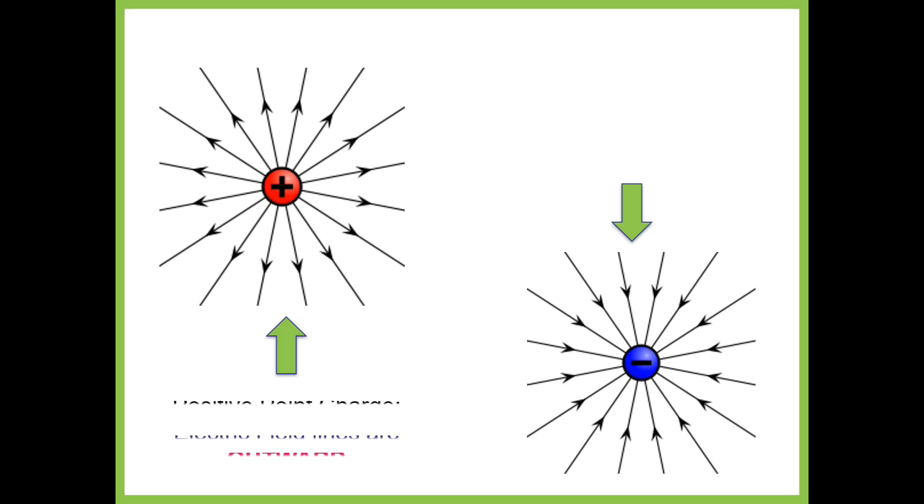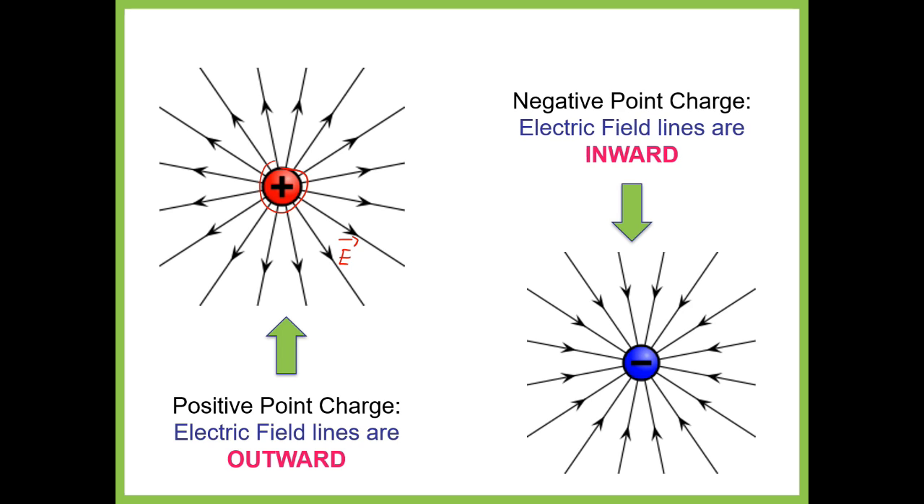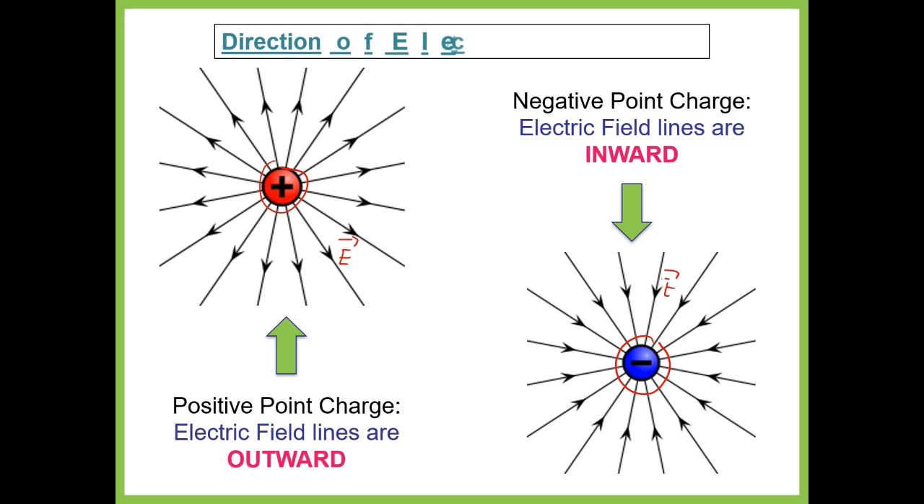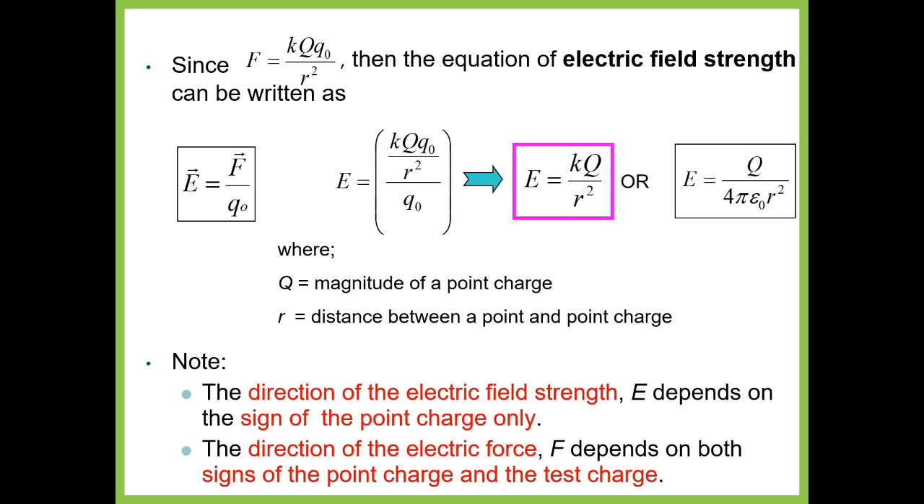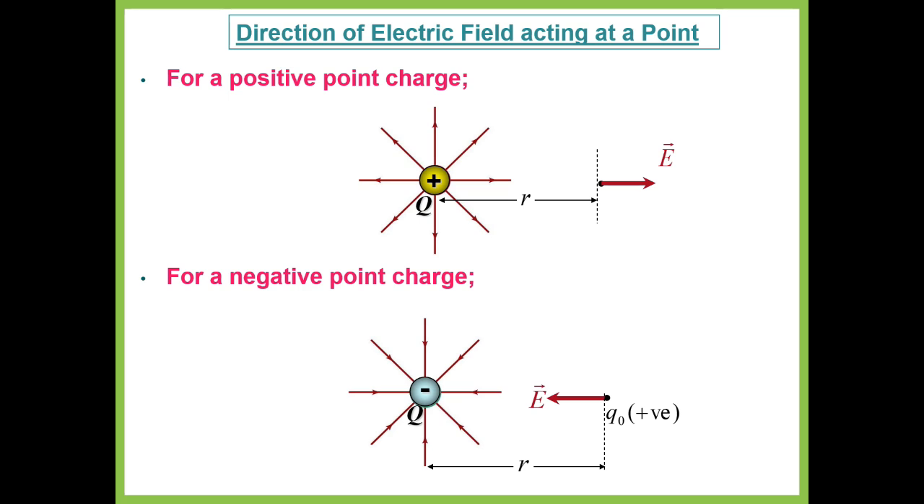Then we have the outward direction of electric field for the positive charge and the inward direction of electric field for the negative charge. In terms of the magnitude of electric field strength, apart from this basic equation, we can have a derived equation, that is E equal to F, the electrostatic force, divided by the test charge. Then we can have E equal to kQ over r squared. And this is how we draw the direction of electric field at certain point.